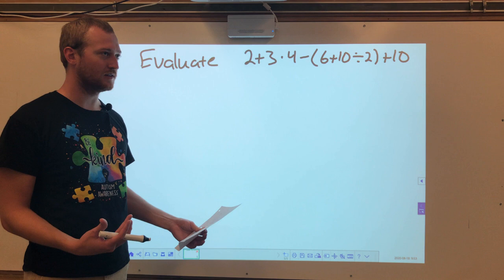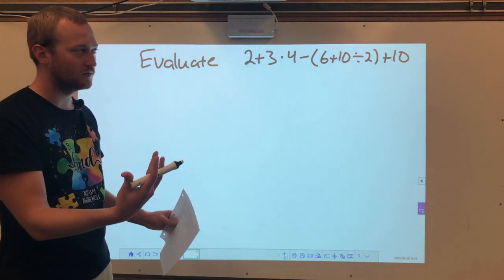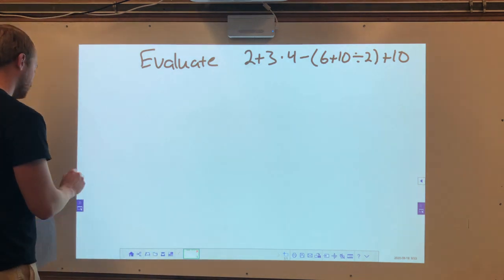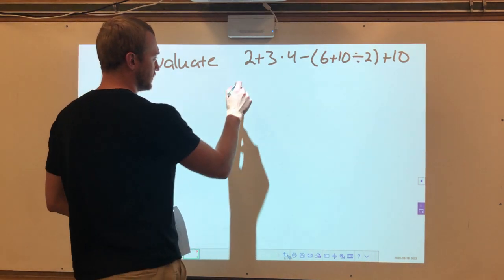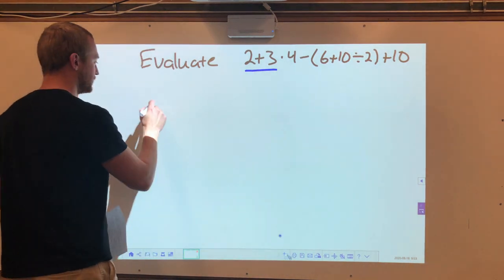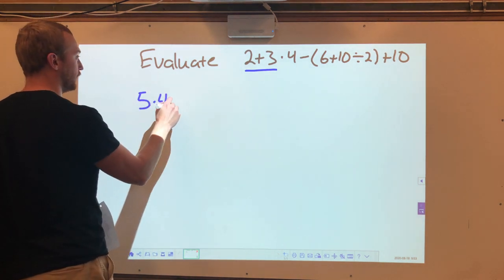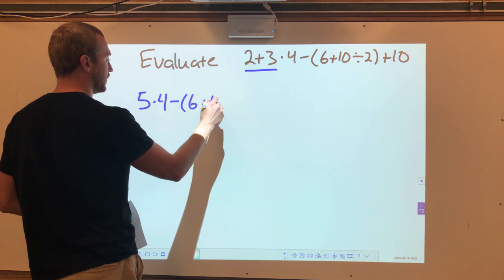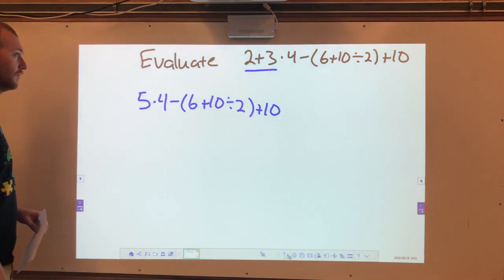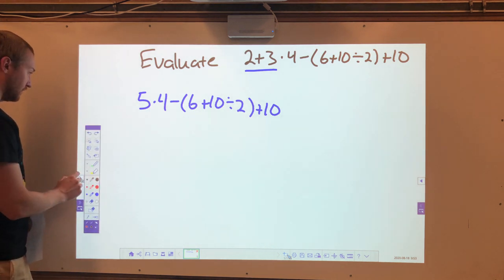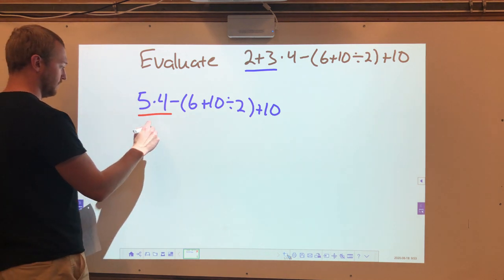Your first instinct, just like with reading, might be to go from left to right. So let's try that and see what happens. If we start from the left, we're going to do 2 plus 3 first and get 5. So you have 5 times 4 minus 6 plus 10 divided by 2 plus 10. Next would be multiplication, right? 5 times 4 should be 20.